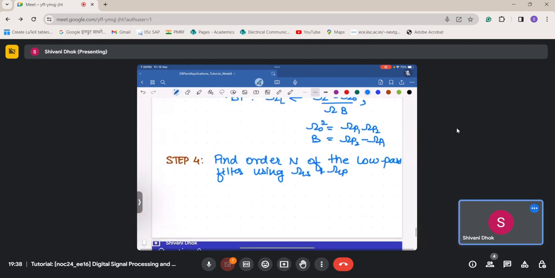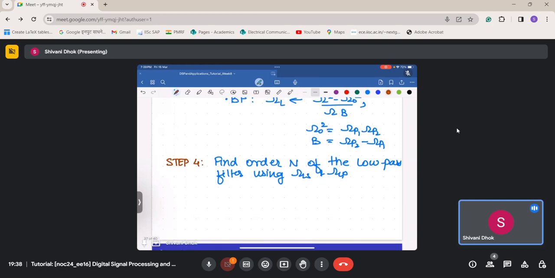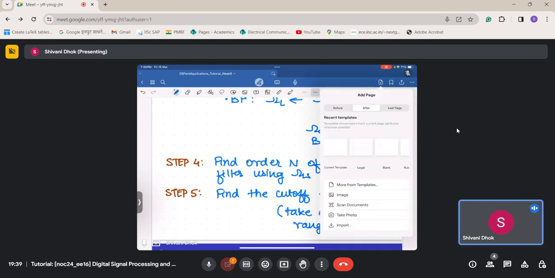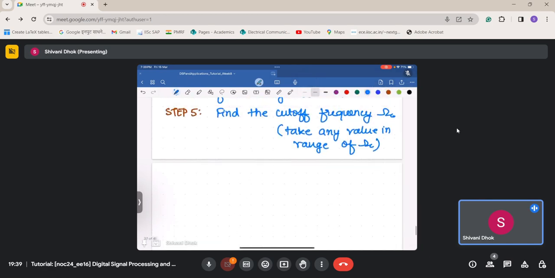Step 4 is this: we need to find the order of the low pass filter. Step 5 is to find the cutoff frequency omega c. Basically, take any value in the range of omega c. So now we have omega c and omega s, omega c and n.